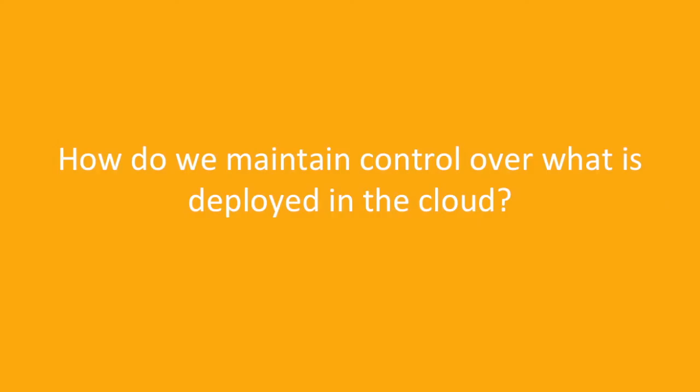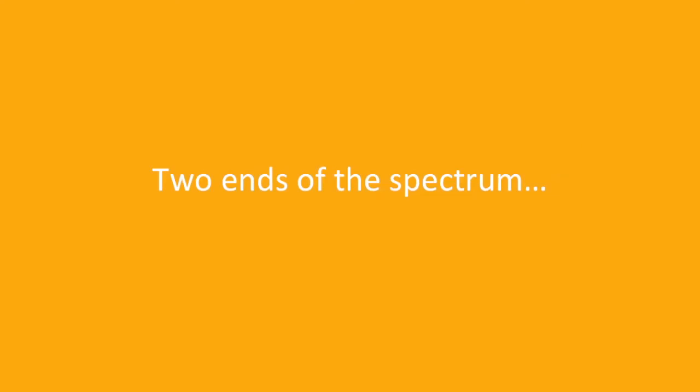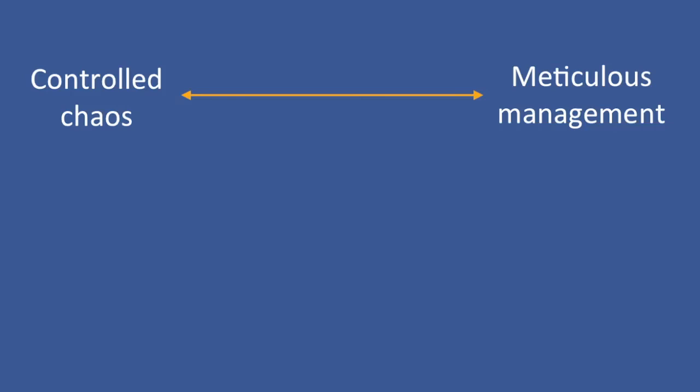So how do you maintain control over what is deployed in the cloud? As I mentioned, I'm going to talk about two ends of a spectrum. And I like to think of those ends of the spectrum as being one end is about controlled chaos, and the other end of that spectrum being meticulous management. So you think about a spectrum of ways in which you would manage your environment in order to get control of the chaos that might be occurring, versus how you meticulously manage every moving part of an environment.